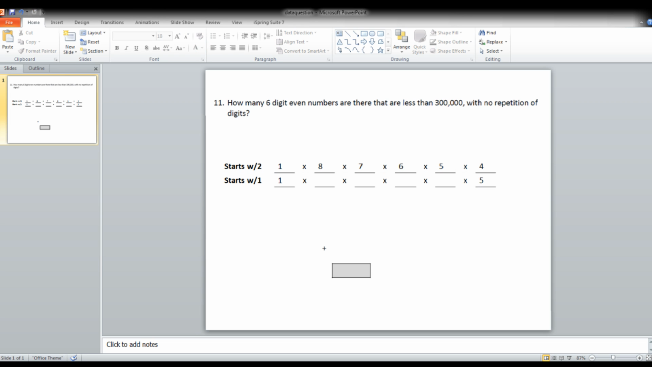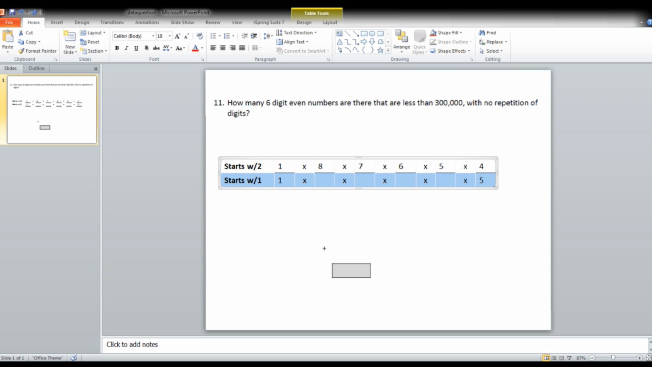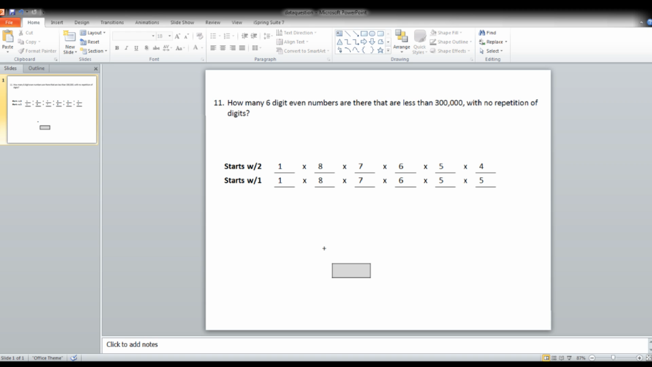Okay, so we've used up 2 of our 10 digits. So again, we have 8 left, then 7 left, then 6 left, then 5 left. That gives us 1 times 8 times 7 times 6 times 5 times 4 equals 6,720. And 1 times 8 times 7 times 6 times 5 times 5, the second case, equals 8,400. We add those two up, and we get 15,120.